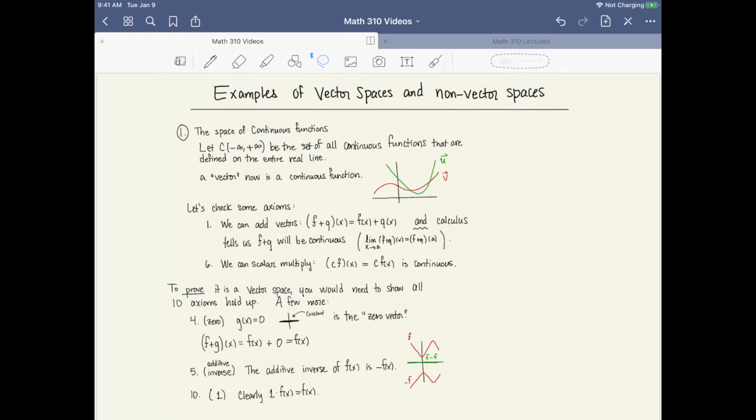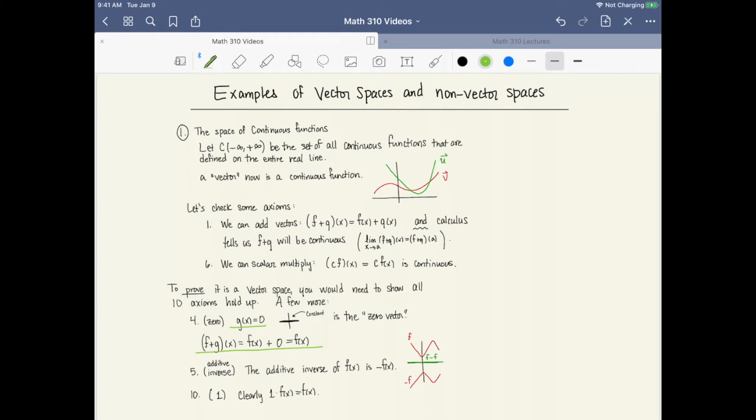Well, the natural 0 vector in the space of continuous functions is going to be the 0 function, say g of x equals 0. Of course, if you add 0 to anything, you don't change it, and you still have the same continuous function. This is a very easy axiom to check, and often these axioms are quite easy to check.